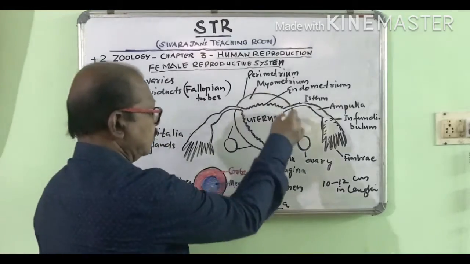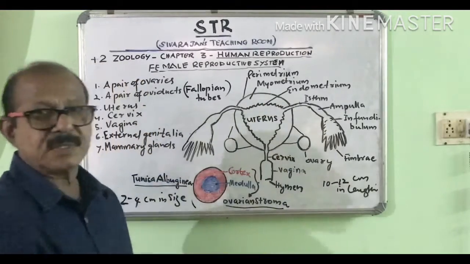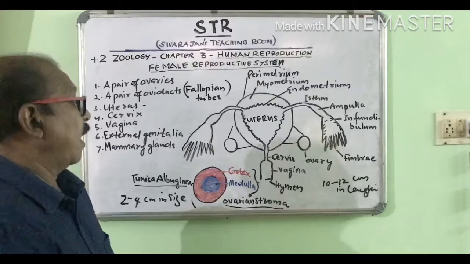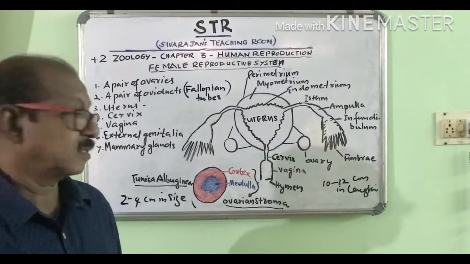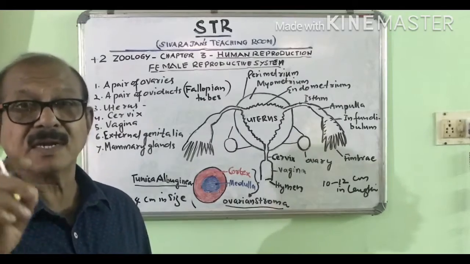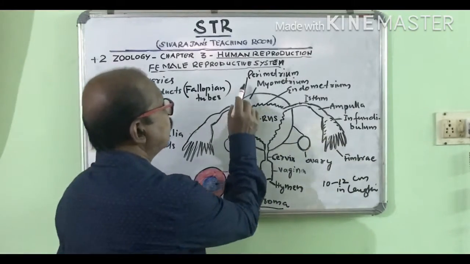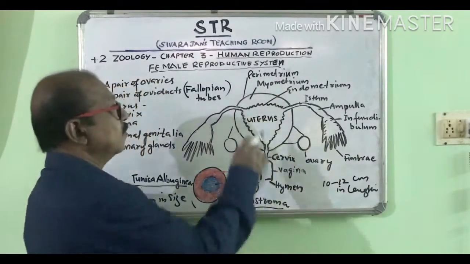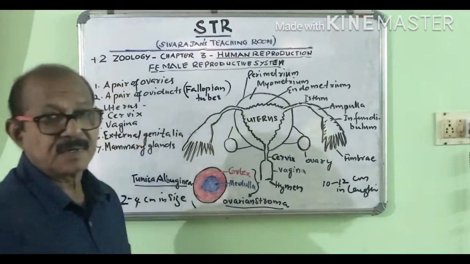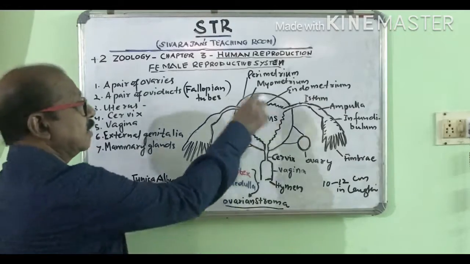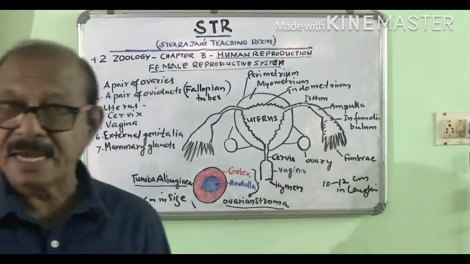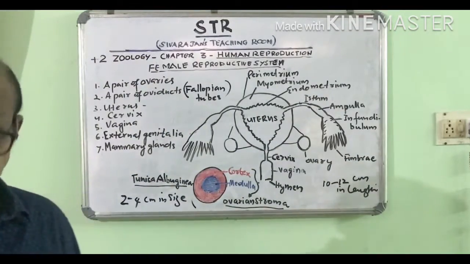Now the uterus. This bag-like structure is the uterus, and it has got three muscular layers. The outer layer is the perimetrium, the middle layer is the myometrium, and the inner layer is the endometrium. So the uterus is a muscular bag. It has got three muscle layers.